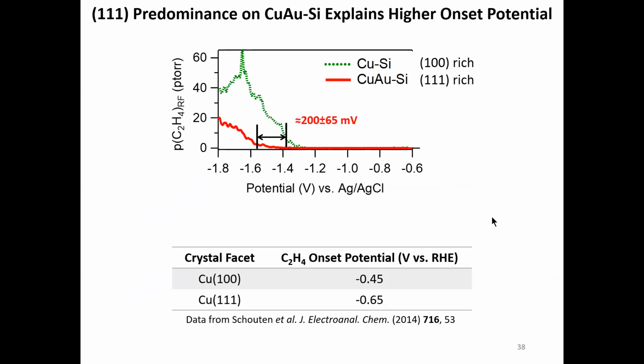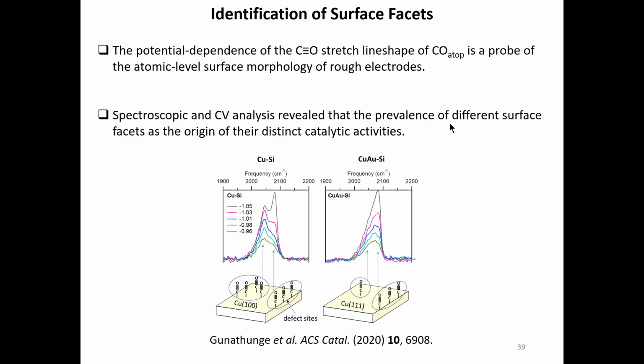Now we're in a position to actually understand why copper-silicon is more active for CC bond formation in comparison to copper-gold-silicon. Indeed, Koper and co-workers have shown with their single crystal studies that the onset potential for ethylene on a copper 100 crystal is about 200 millivolts more cathodic than on copper 111, and probably fortuitously we find a similar shift for our polycrystalline electrodes, where we can also say that the copper-silicon is rich in 100, whereas the copper-gold-silicon is rich in 111 facets.